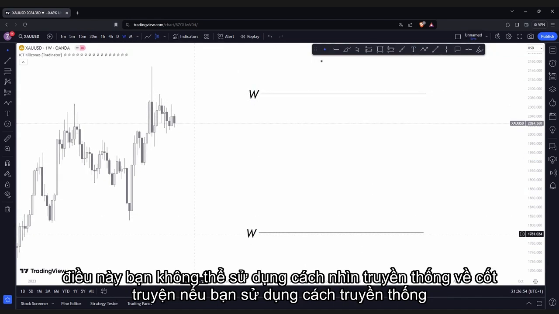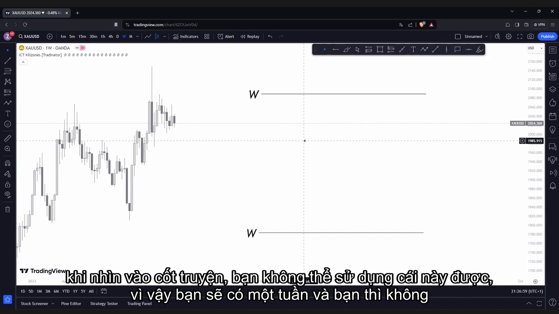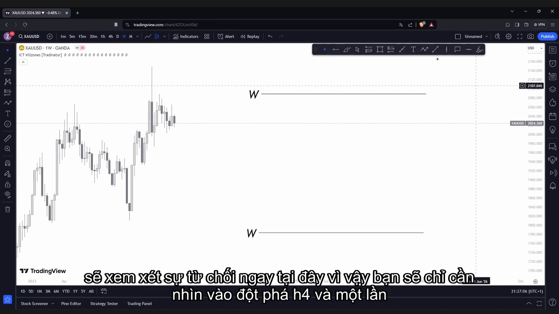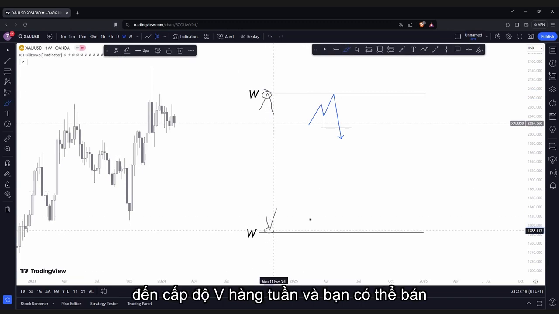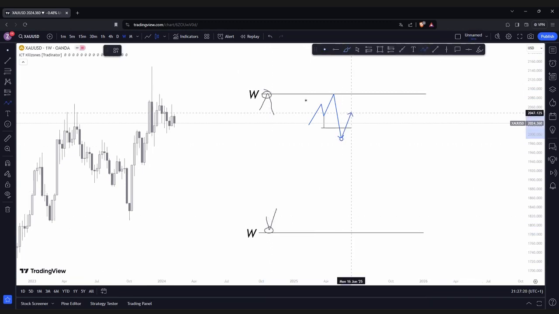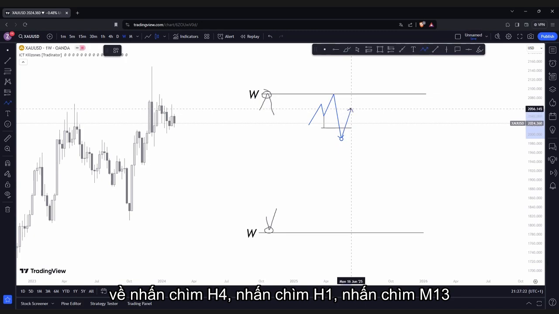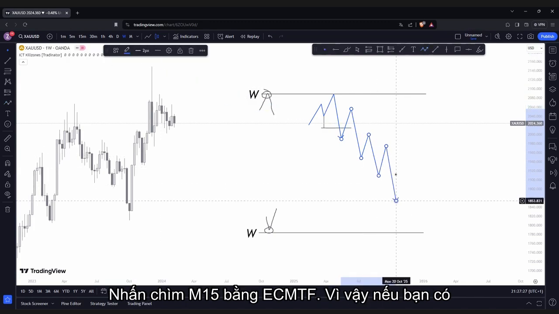Okay. If you're going to use this, you cannot use the traditional way of looking at the storyline. If you use the traditional way of looking at the storyline, you cannot use this. Okay, so you're going to have a weekly, and you're not going to look at rejection rate here. So you're going to simply look at an H4 breakout, and once you have an H4 breakout with a wick, then price is going to go from the A level of the weekly to the V level of the weekly, and you can sell, okay, on the H4 engulfings, H1 engulfings, M30 engulfings, M15 engulfings using ECMTF.